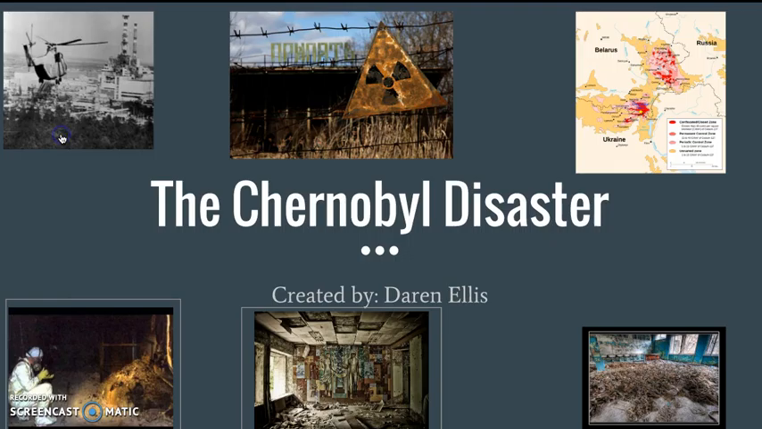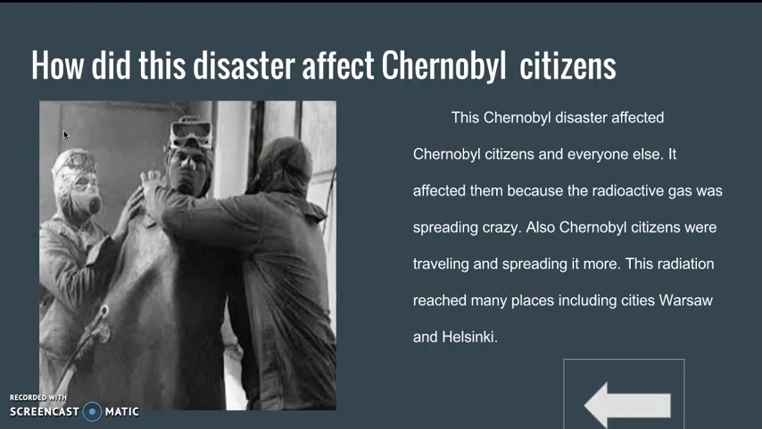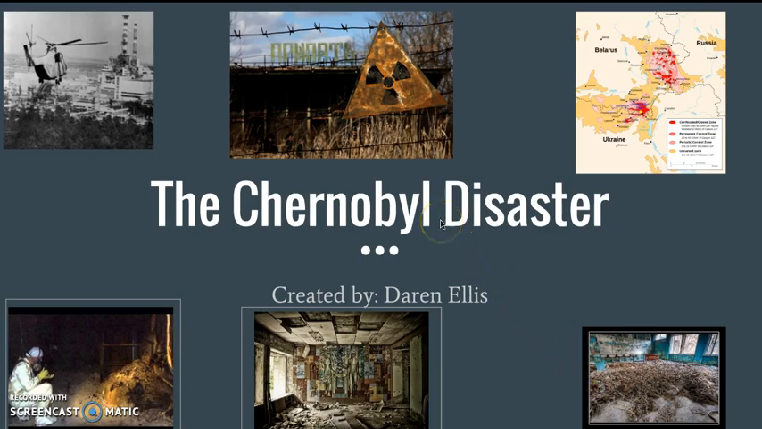So I'll click on this photo and you can see that it takes you to one of the slides. How did this disaster affect Chernobyl citizens? Darren, I see some work on this one. But after you read, I have added a button, as all of you will be able to do at the end of this tutorial. I added an arrow and I linked it back to the home slide. So after you read all of this information, to get back to the home slide, to the actual poster piece of it all, you're going to click that arrow and it takes you back home.